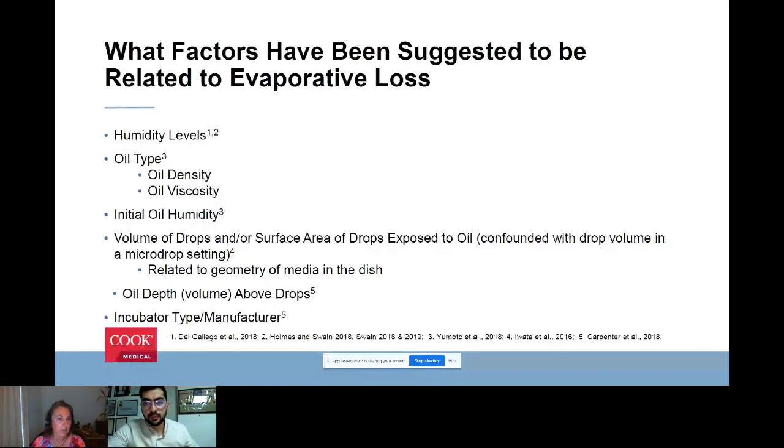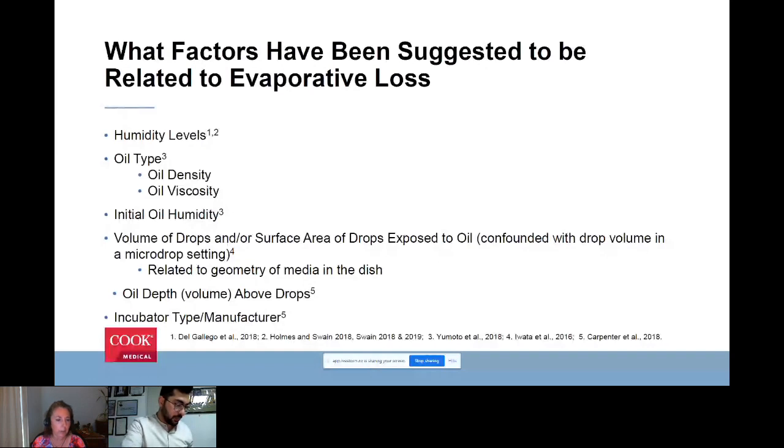Then, of course, there's the oil type, the viscosity, the density. Does it have an effect? There's also the initial oil humidity, and there are many conflicting reports in the literature on whether equilibration actually helps or not. Then there's the volume of the drops and/or surface area of the drops exposed to oil. Obviously, the higher the surface area to volume ratio, one would expect the higher the rate of evaporation. And that is all related to the geometry of the media in the dish.